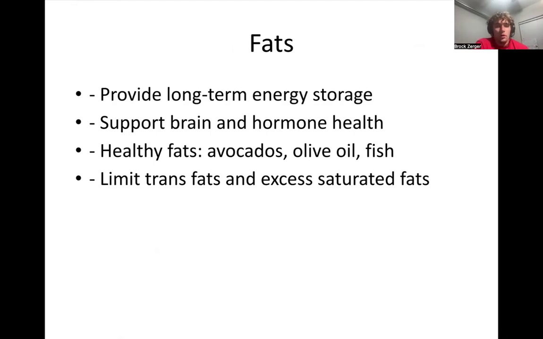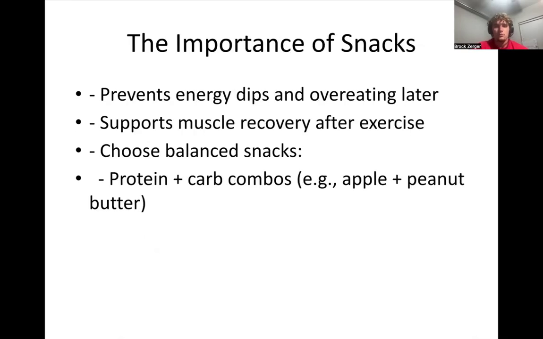And then the third and final macronutrient we're going to be talking about is fats. These provide long-term energy storage. This supports brain and hormone health. Some examples of healthy fats include avocados, olive oil, and omega-3 fats that actually come from fish. And some of the unhealthier fats are obviously trans fats, which are banned in a lot of foods in the United States, and also excessive saturated fats.